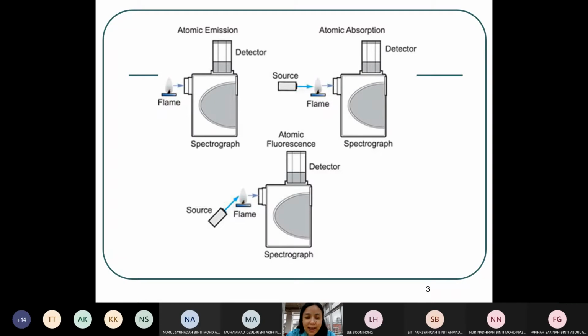So for atomic spectroscopy, it depends on which technique we are talking about, but basically there are 3 important components for these techniques. So can students tell me what are the 3 important components?